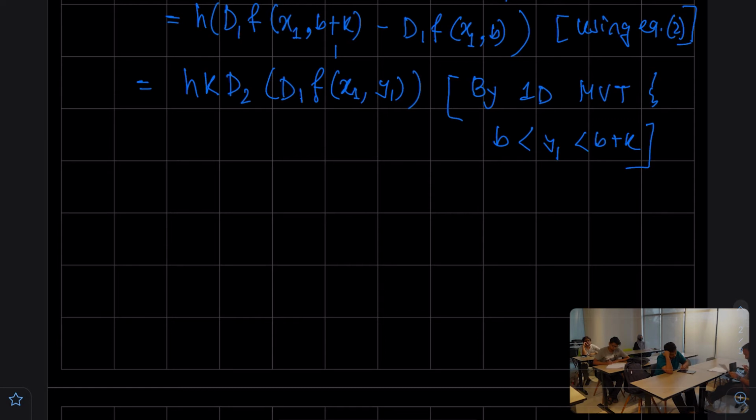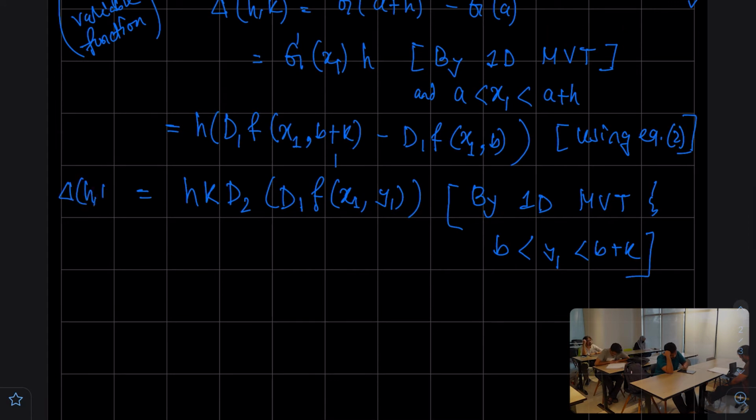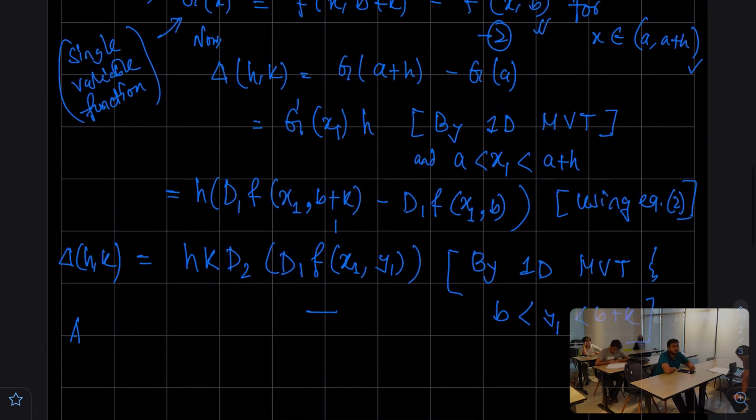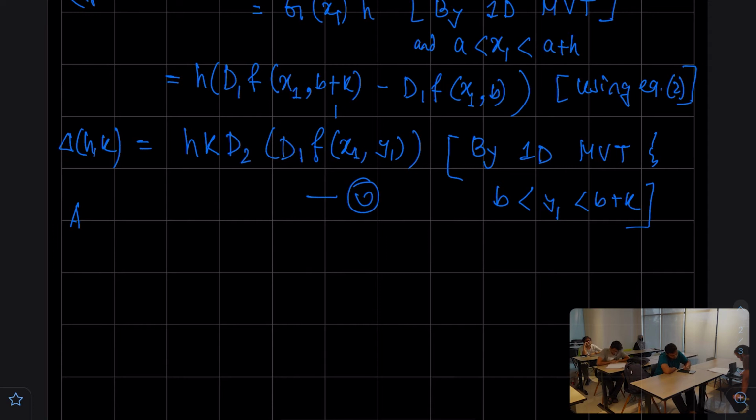That's all right. So what we have been able to show is that delta hk can be represented this way. Now, we'll give this a name. We'll give this equation number 3. I'm sorry. That's okay, as long as everybody understands the points.